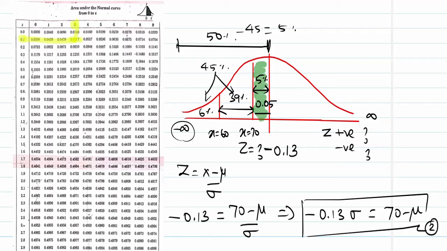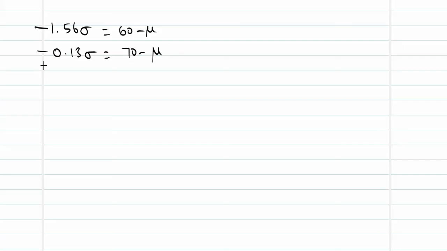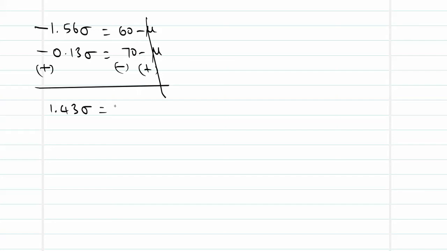What is our target next? Our target next is to solve these two equations. Minus 1.56 sigma equal to 60 minus mu. The second data is minus 0.13 sigma equal to 70 minus mu. I can subtract to cancel off this mu. Subtracting will change the sign. So this will become positive, negative, positive. So this will cancel off to give you 1.43 sigma equal to 10. So sigma gives us 10 by 1.43. So sigma is equal to 6.993.